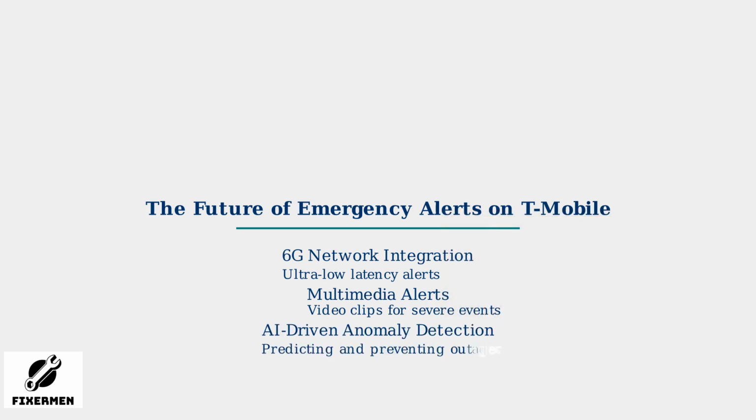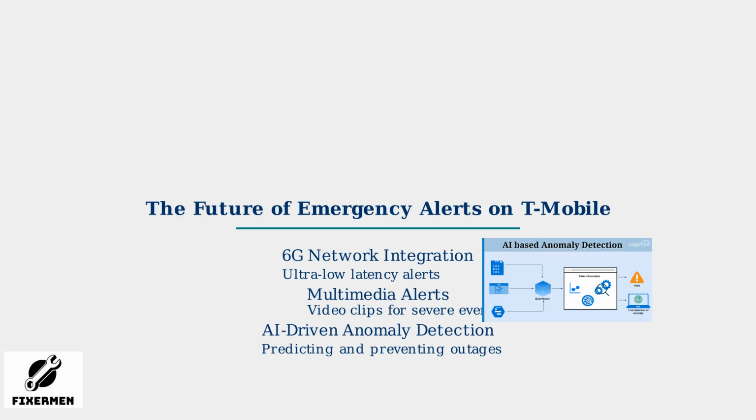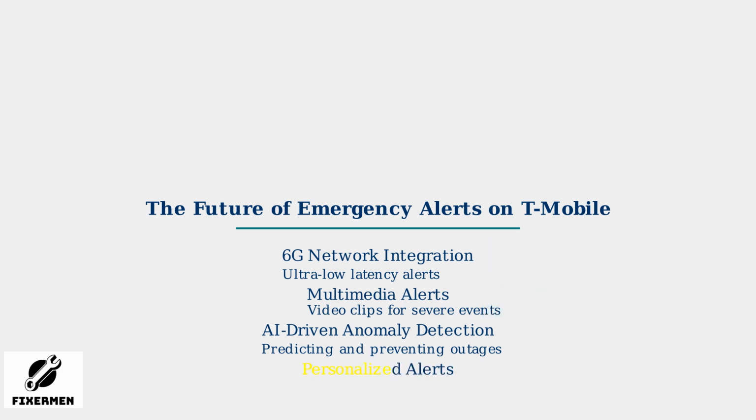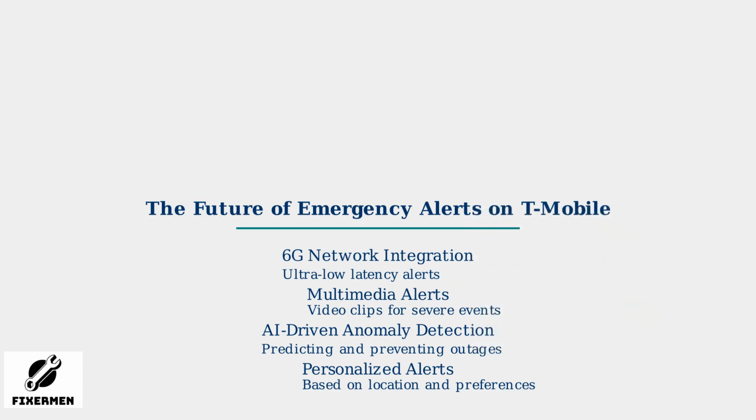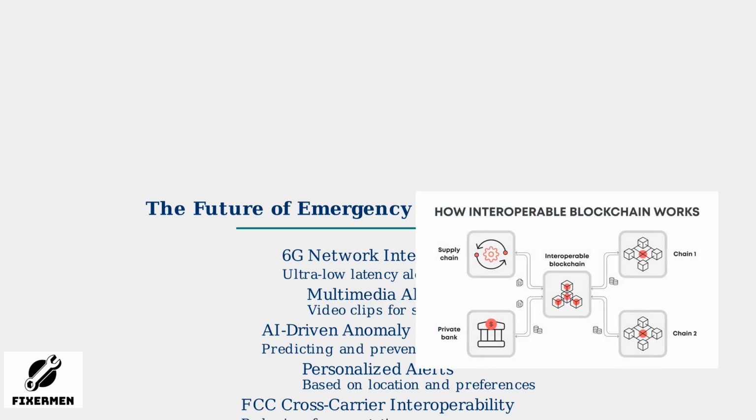AI-driven anomaly detection will play a bigger role in predicting and preventing outages. By analyzing network data in real time, T-Mobile can identify potential issues before they impact alert delivery. Personalized alerts based on user location and preferences are also on the horizon. Users might receive tailored information specific to their area, such as localized weather warnings or community safety tips. Finally, the FCC is pushing for standardized cross-carrier interoperability, which will reduce fragmentation in alert delivery across all networks, ensuring consistent reliability nationwide.